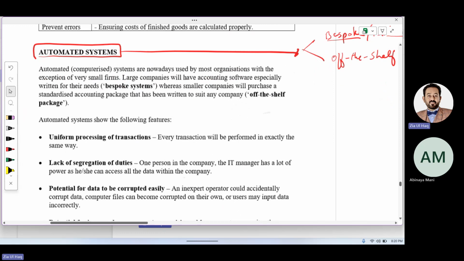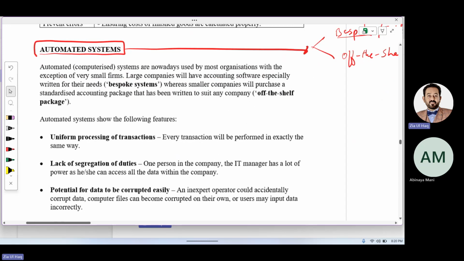So automated system, meaning the company is using a computerized system to manage their accounts. Automated computerized systems are nowadays used by most organizations, with the exception of a very small number, because small ones normally keep records manually, and large organizations are moving towards computerized systems. Large companies will have accounting software specially written for their needs, like bespoke, whereas small companies will purchase a standardized accounting package that has been written to suit any company, like off-the-shelf generic packages.